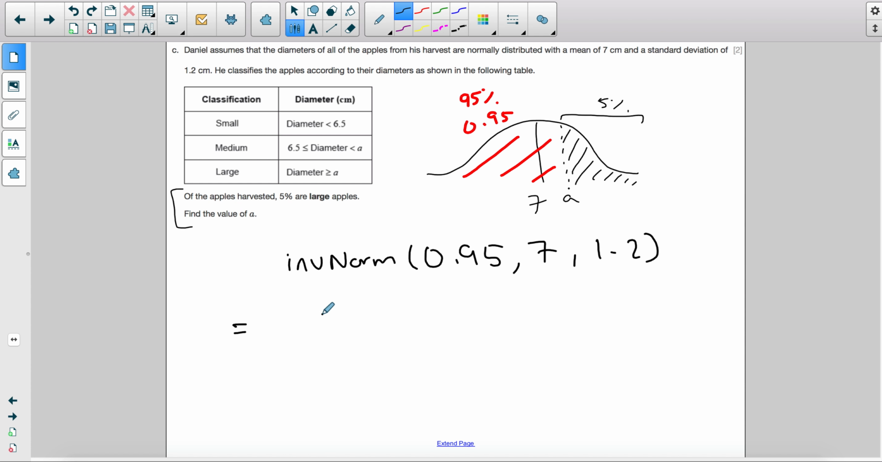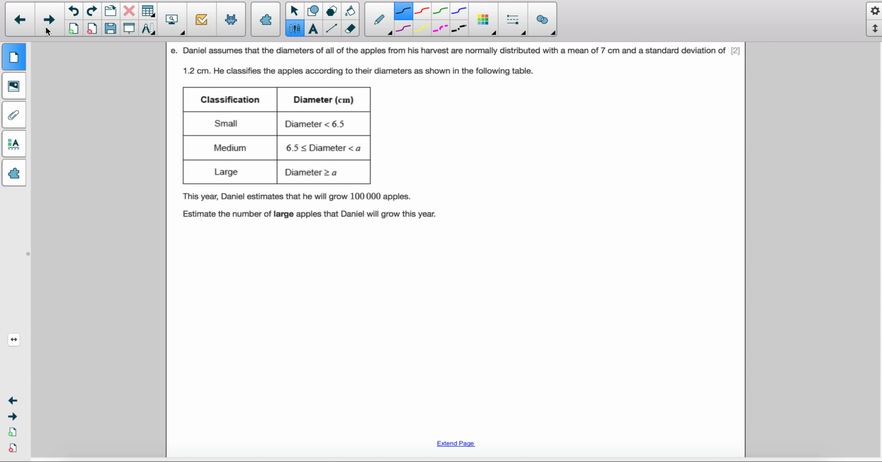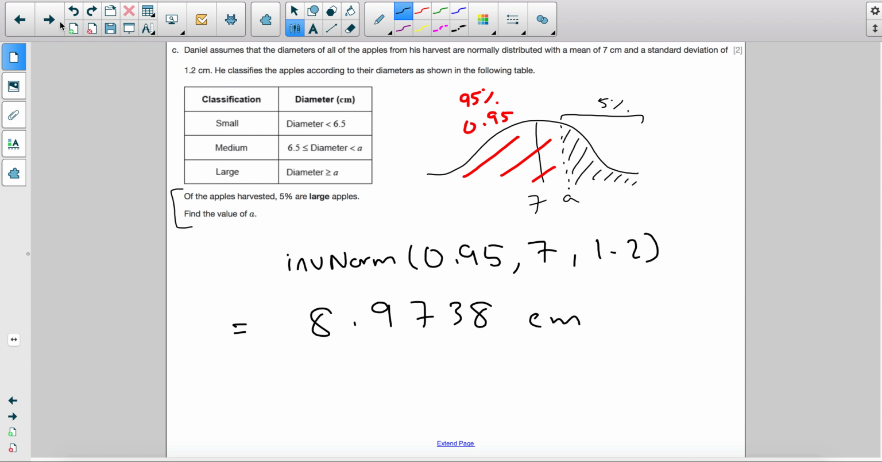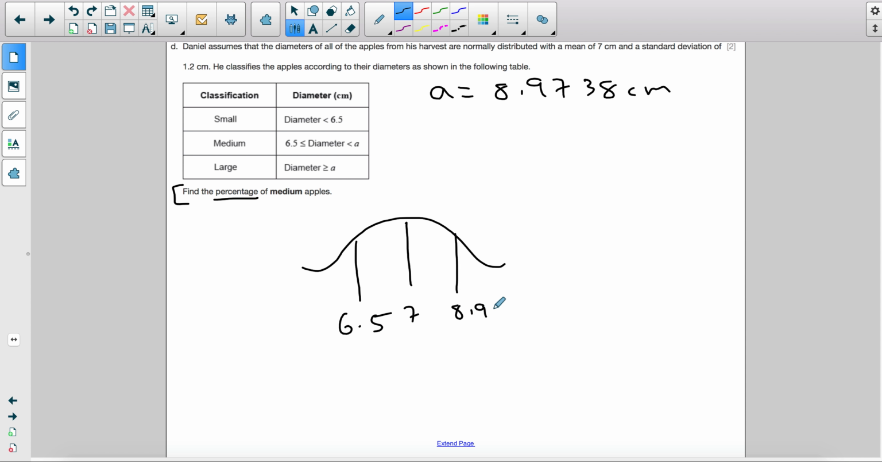You plug this into your calculator and you should get 8.9738. And you could leave it in this form. Remember to write the units down, centimeters. For this part of the question, again, this information is repeated, and this is the question. Find the percentage of medium apples. So we've already found A to be 8.9738, so A is equal to 8.9738 centimeters. And medium is between 6.5 and 8.9738.